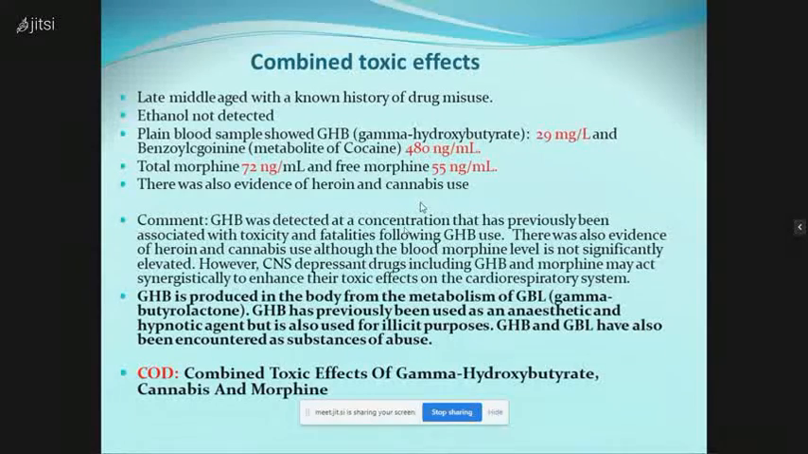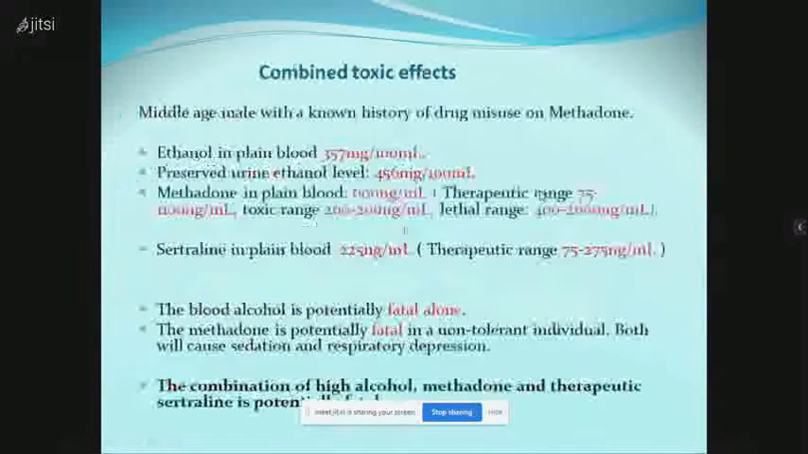So that indicates that the person had taken gamma hydroxybutyrate and also morphine and cannabis, and all these drugs had an effect on the respiratory system and central nervous depressant system, and the drugs can cause death through this mechanism. And mainly these drugs affect the cardiorespiratory center in the brain.